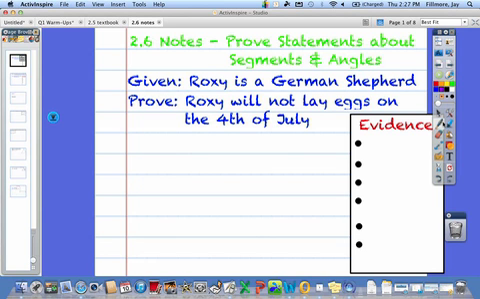So here we're given a fact that Roxy is a German Shepherd. We're trying to prove that Roxy will not lay eggs on the 4th of July. This may seem silly, this may seem like a ridiculous statement and that it's obvious, but we need to map through step by step what our evidence is. The reason being is that in geometry, when we're trying to prove something, we're kind of acting like an attorney that's trying to prove a case.